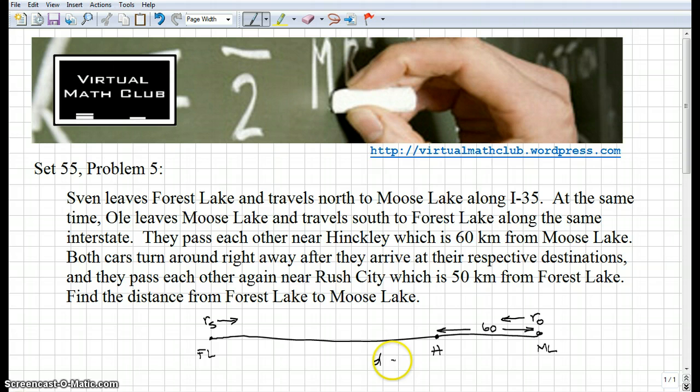So I'm going to call that D. So that's that full distance from Forest Lake to Moose Lake. Alright, I'm just going to draw it like that. And so that means that this distance from Forest Lake to Hinckley is D minus 60. Okay? Because the whole thing adds up to D. So, when they first meet, Ole has traveled 60 kilometers and Sven has traveled D minus 60 kilometers. Okay? And they meet up.